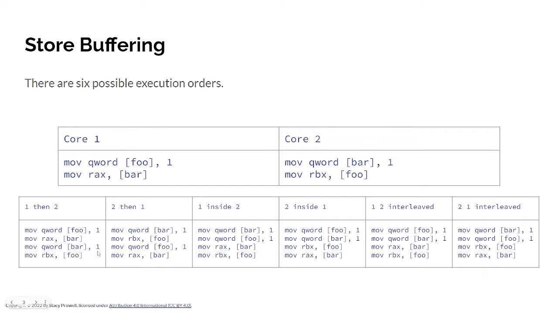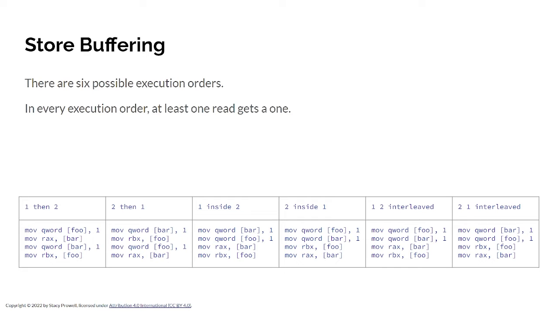If we look at those, we move some 1s to foo and bar, and then we get foo. We move some 1s to foo and bar, and then we get bar. Same thing in each of the other schedules. It's clear that we're going to end up with a 1 in RAX or RBX, no matter how these things end up executing. So in every execution order, at least one of those reads gets a 1.